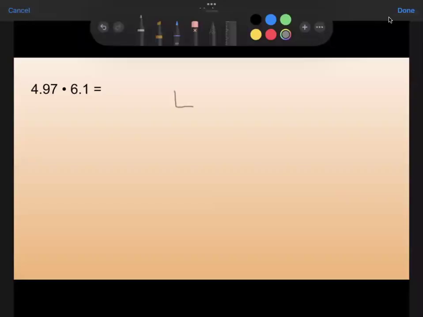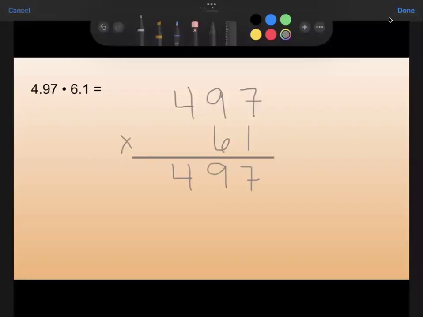So let's go ahead and write that. 497 times 61. And I realize I'm kind of multiplying a little bit quickly, but that's okay. If you feel like you need more practice with multiplication, either in the standard algorithm or in a different method, check out some of my other videos involving multiplication with whole numbers. In those videos, I dive a little bit deeper into that process. Okay, so 7 times 1 is 7, 9 times 1 is 9, and 4 times 1 is 4. Okay, so I've multiplied everything by 1.